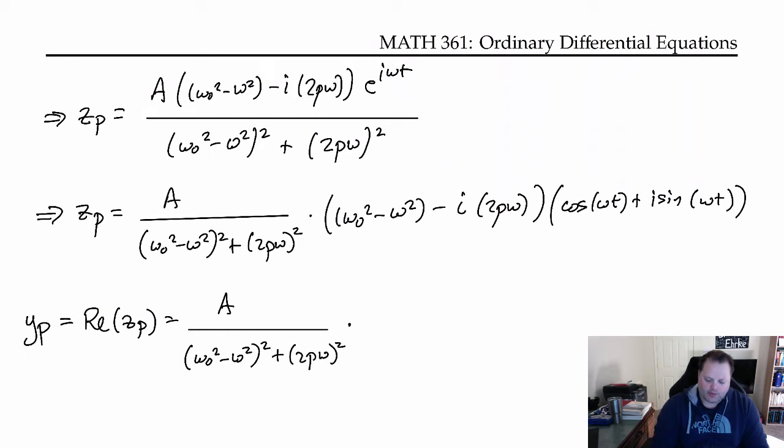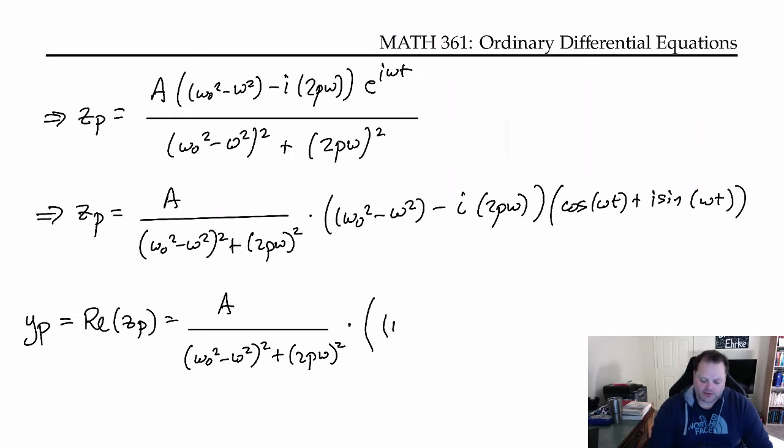And then what I want to pull out from this are the real parts. So notice if you take omega naught squared minus omega squared times cosine, that's real. So foiling these out, those would not have an i. Those would be the real part. The other real part is if you took the last terms and foiled them. So i times i is -1, which would give me plus 1, 2p omega times sine omega t.